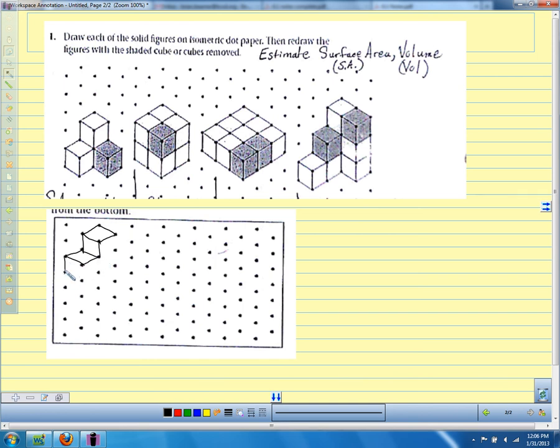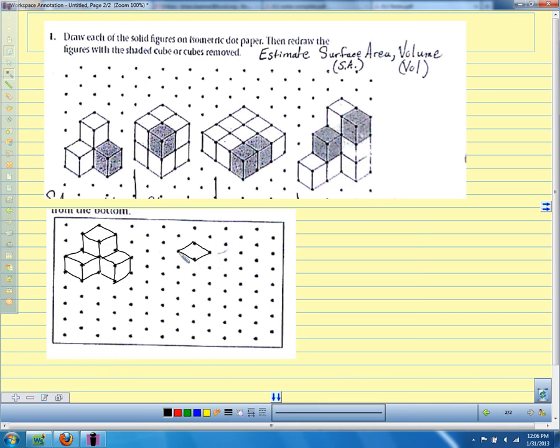There's my cube that comes out. And here's this other cube that's sticking out on that side. So there's my original drawing. And then it wants you to redraw that with this cube taken off. So I'm going to draw like so.